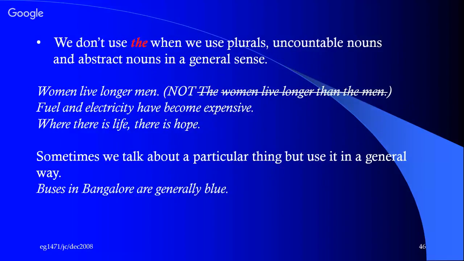We don't use the when we use plural countable nouns and abstract nouns in a general sense. Then no article. Women live longer than men, generally. So women, though it is a plural, we do not use it with the. The women live longer than men would be incorrect. Fuel and electricity have become expensive. Fuel and electricity, again, no article because they are uncountable nouns. Where there is life, there is hope. Abstract. Sometimes we talk about a particular thing, but use it in a general way.